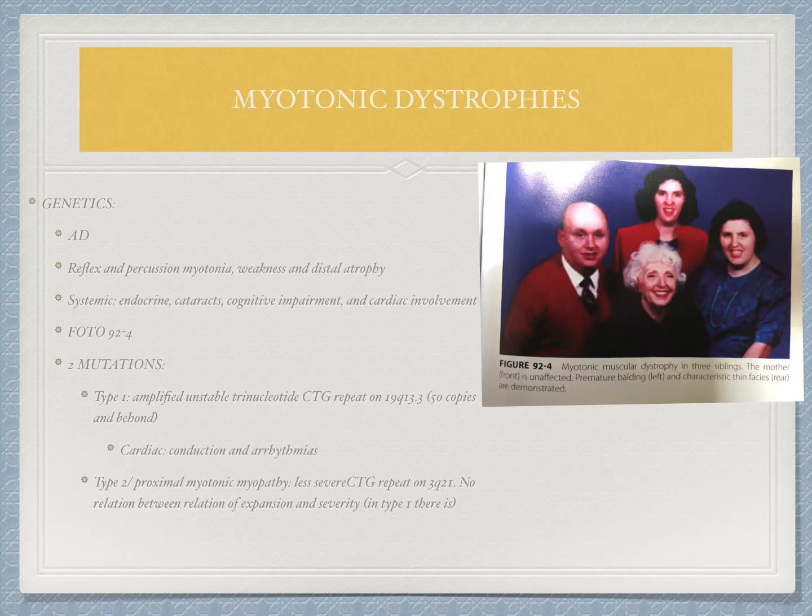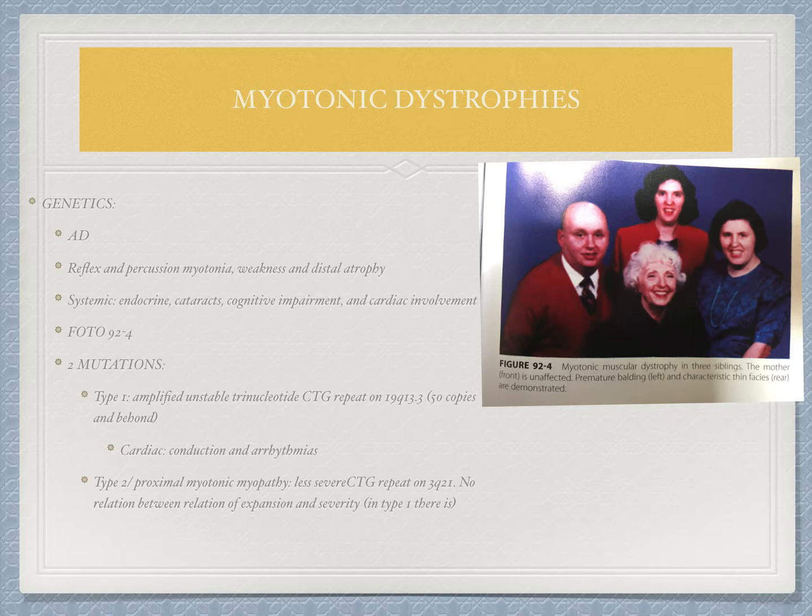Myotonic dystrophies. Look at these people in the picture. The lady in the center, white hair, doesn't have the disease. All those around her are sons and daughters. They do have the disease. They have a thin facies associated with myotonic dystrophies. It's an autosomal dominant inheritance pattern. There's reflex and percussion myotonia, and there's weakness and distal atrophy.